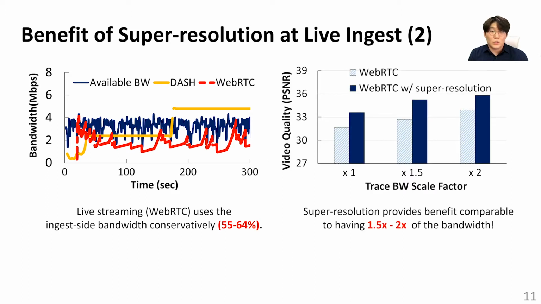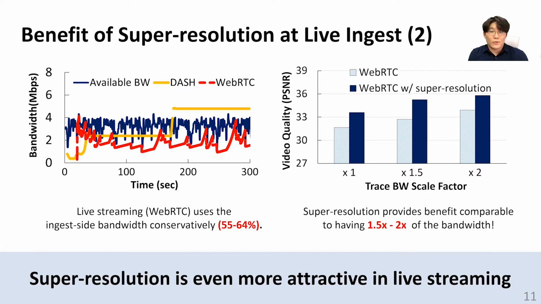Fortunately, when you apply super resolution at live ingest, it provides benefit comparable to having almost 2 times the bandwidth. This is a greater benefit considering that NAS provides benefit comparable to having 17% more bandwidth. Therefore, the benefit of super resolution is even more attractive in live streaming.